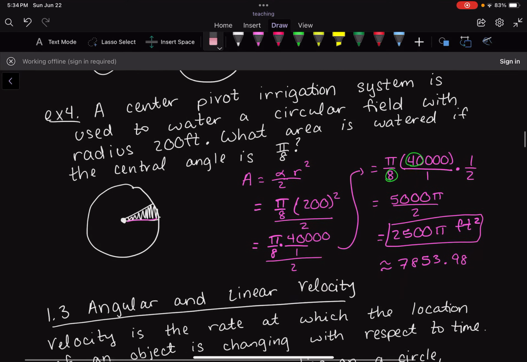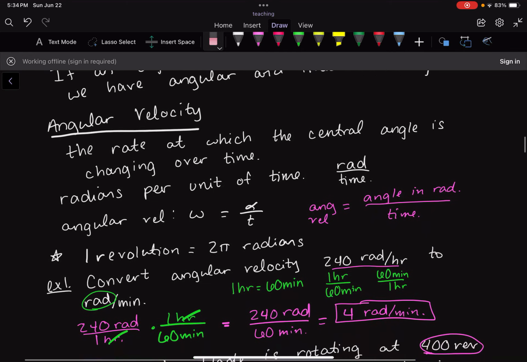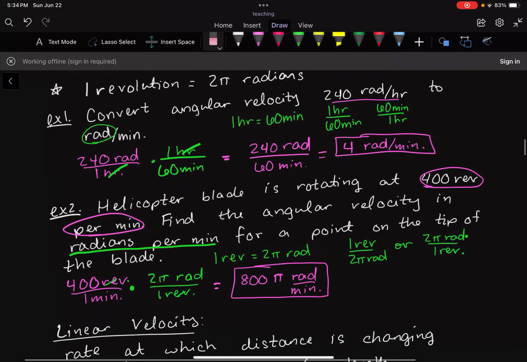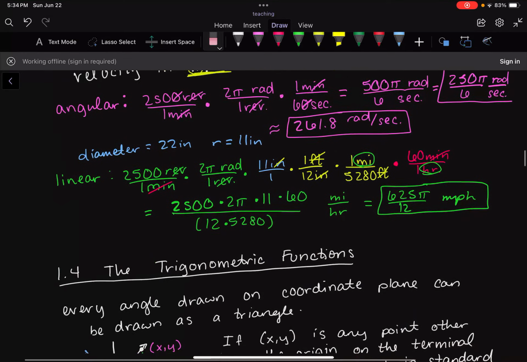Area of a sector, I give you that formula. Angular and linear, mostly just conversions, except with linear, you have to multiply by the radius.